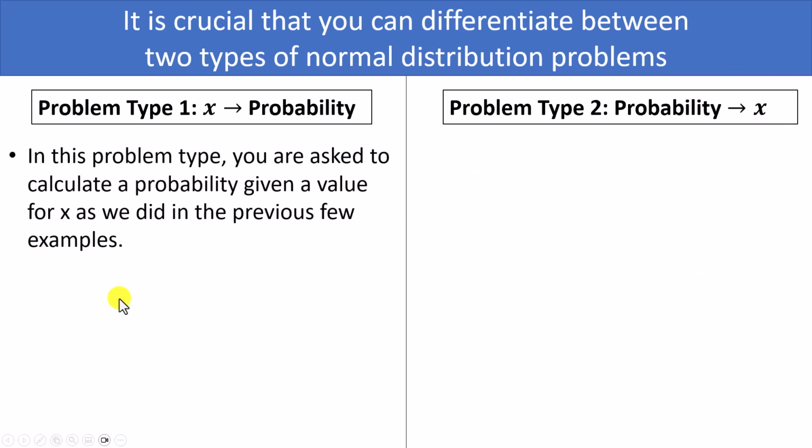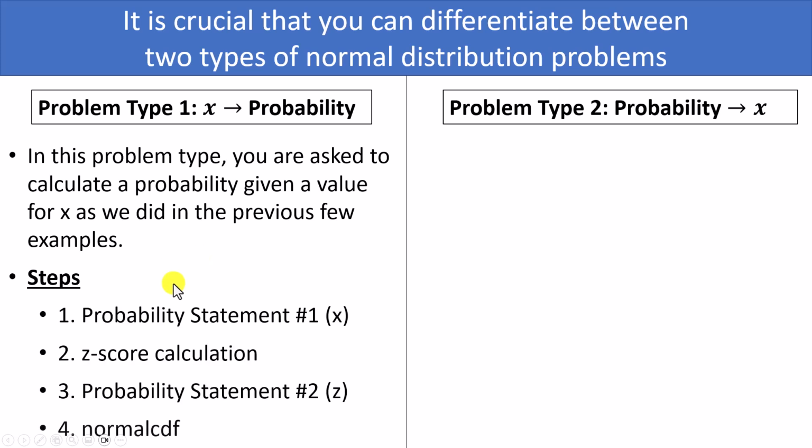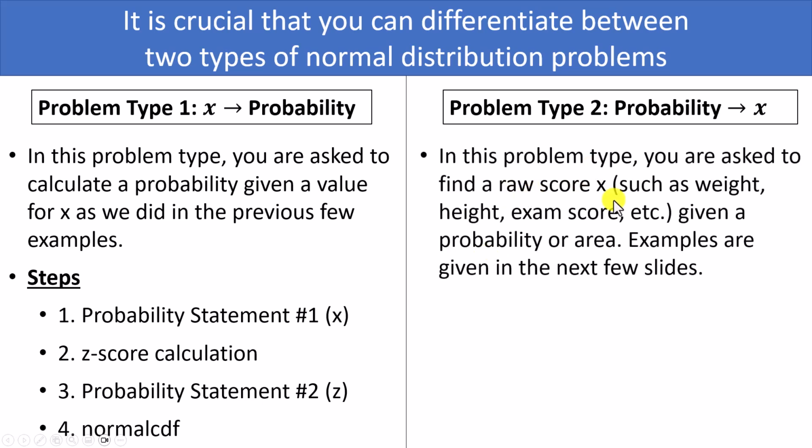But let me just remind you, problem type 1, summarizing this: you're asked to find a probability given a value for x, like we've been doing in the previous problems. And here were the steps that we've been using in all those problems. But now in problem type number 2, we're going to be going backwards, right? In this case, you're asked to find what we call a raw score. The x value is oftentimes described as a raw score, like a weight, a height, an exam score, fastball speed, something like that. And in this case, we already have a probability or an area on the distribution. We're going to be going through examples of those on the next several slides.